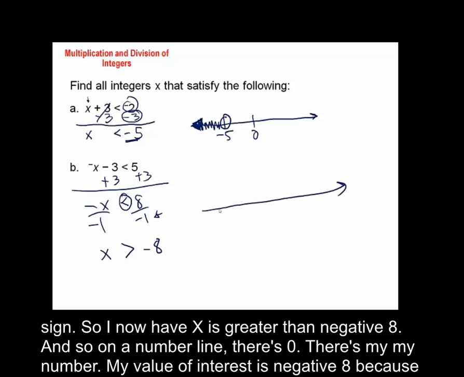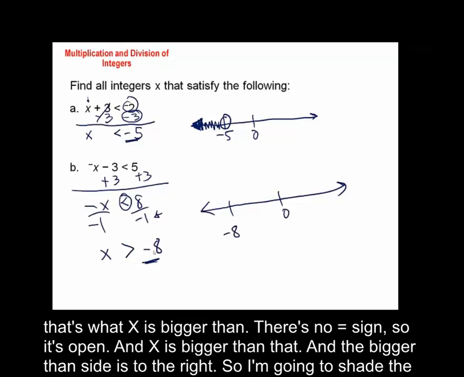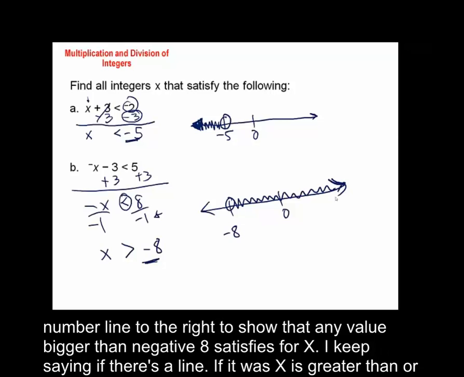And so on a number line, there's 0. There's my number. My value of interest is -8 because that's what x is bigger than. There's no equal sign, so it's open. And x is bigger than that, and the bigger than side is to the right, so I'm going to shade the number line to the right to show that any value bigger than -8 satisfies for x.